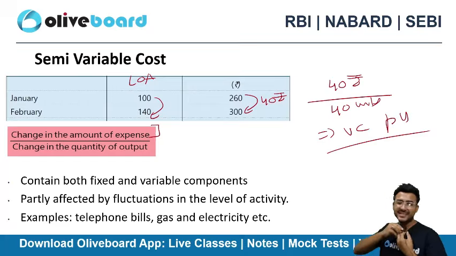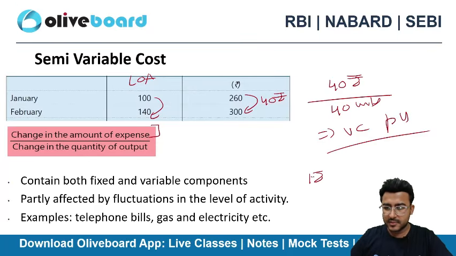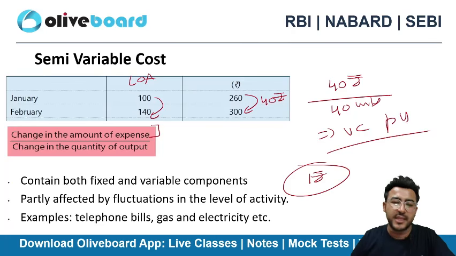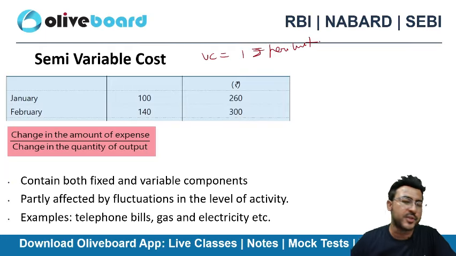1 rupee, right? So 1 rupee is my per unit variable cost. So I'm writing it here. Variable cost is equal to 1 rupee per unit. So compute the fixed cost as well.